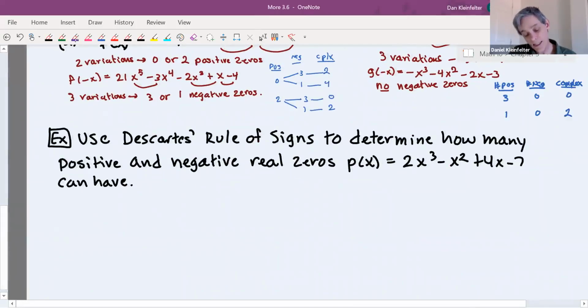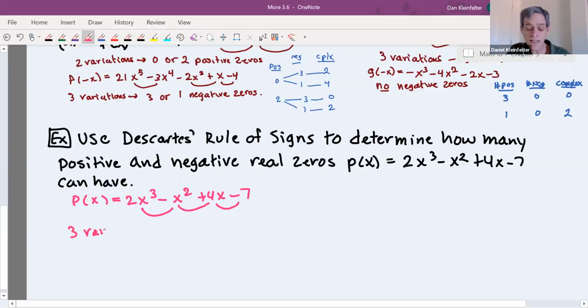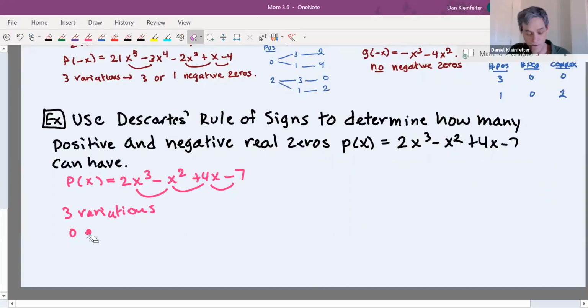Okay, in this example, it says use Descartes' rule of signs to determine how many positive and negative real zeros this polynomial may have. Notice the degree is 3, so we should expect a total of 3 zeros. We have our p of x, which is 2x cubed minus x squared plus 4x minus 7. It switches from positive to negative, negative to positive, and then positive back to negative again. There are 3 variations in sign, and so there will be 3 or 1 positive zeros.